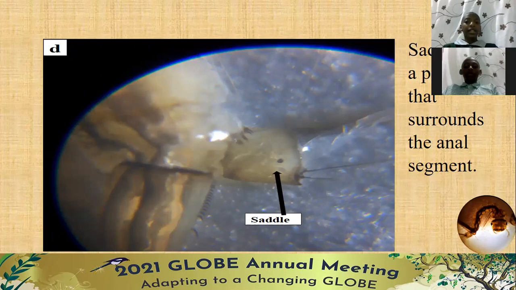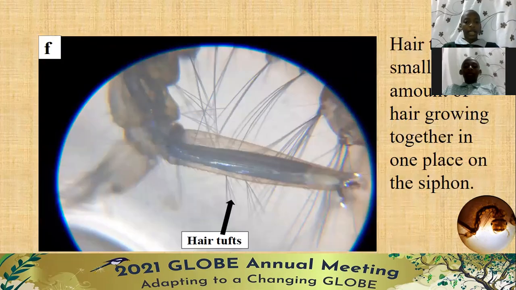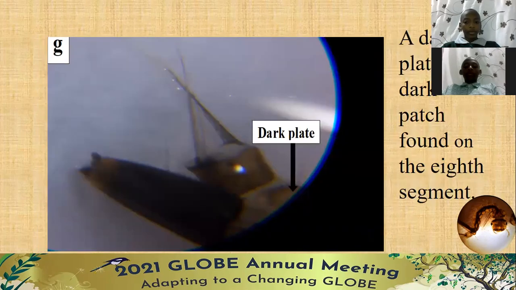Saddle. The saddle is a part that surrounds the anal segment. Comb scales. Comb scales are tiny pitchfork-shaped scales, or scales tapered to a single point, found on the edge segment of a larva. Hair tuft. A hair tuft is a small amount of hair growing together in one place on the siphon. Dark plate. A dark plate is a dark patch found on the edge segment.